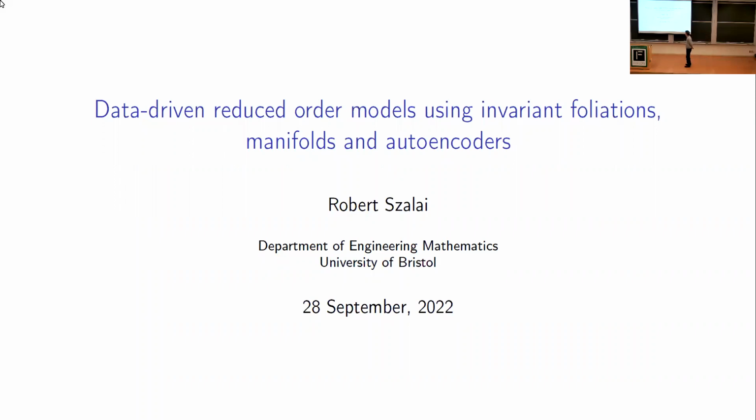So I'm going to talk about my understanding of what reduced order models should be, and how we can actually categorize them, and what are the plausible ways of actually extracting reduced order models from data.